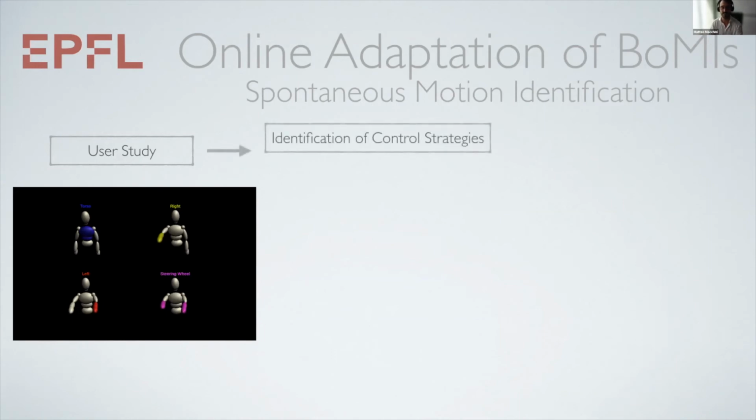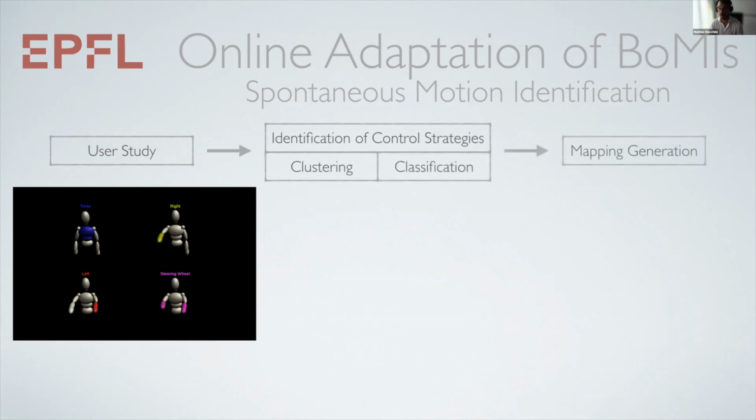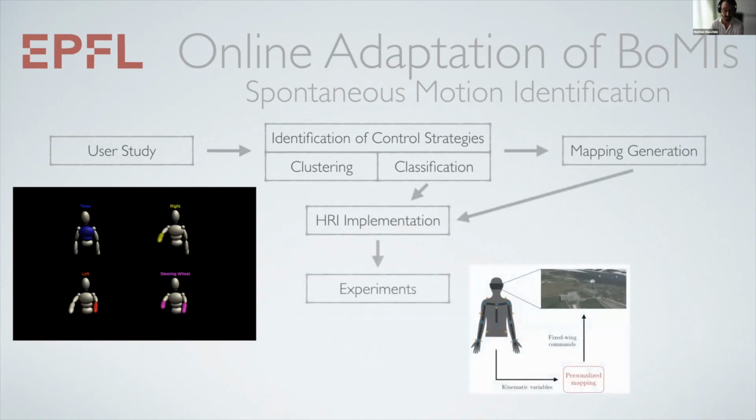So first we identify the control strategies, then we run a clustering algorithm and a classification algorithm that is capable of identifying online during the operation which body part or which strategy the person wants to use. Then we generated the mapping using the same method as I showed before. We implemented the HRIs and we tested them in a similar way to the previous studies that I've been showing. So this is how it looks.